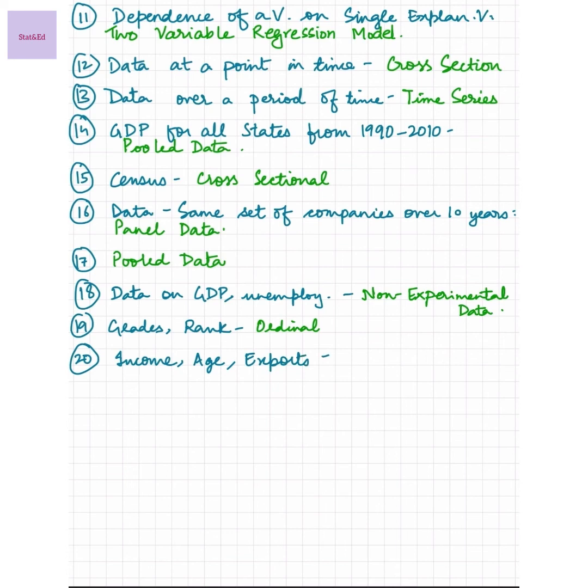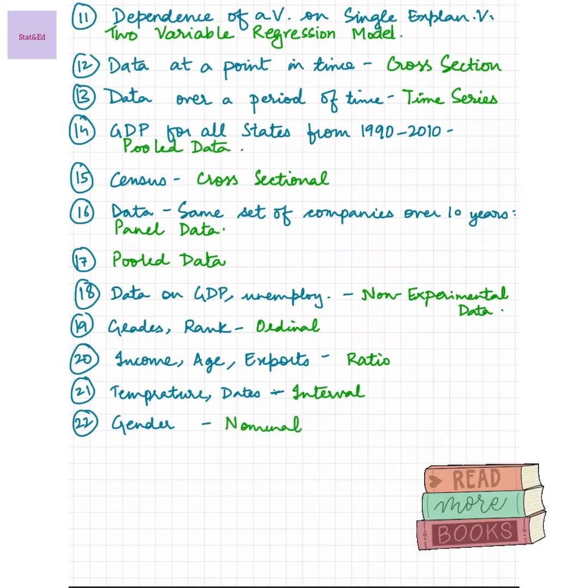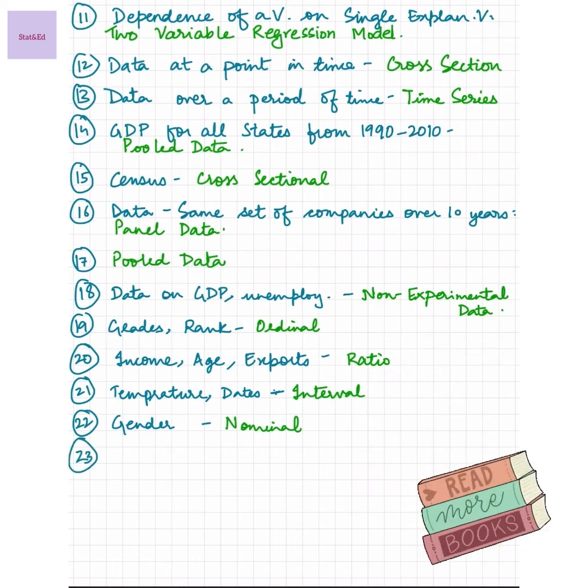I have explained all of these scales, all of these types of data in my previous lecture, Econometrics lecture 1. Please go ahead and watch it. 21. Variables such as temperature, dates are examples of the interval scale. Variables which are categorical but have no natural ordering belong to the nominal scale. For example, marital status, gender, color of the eye.